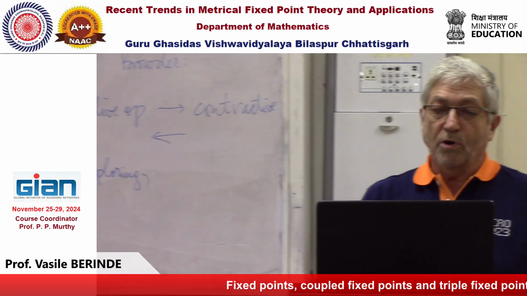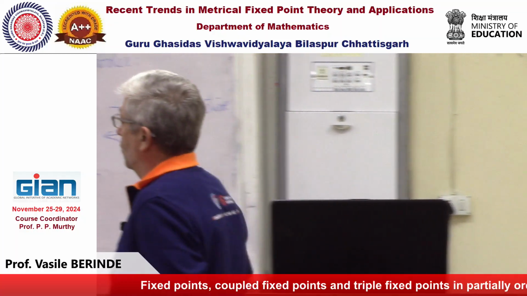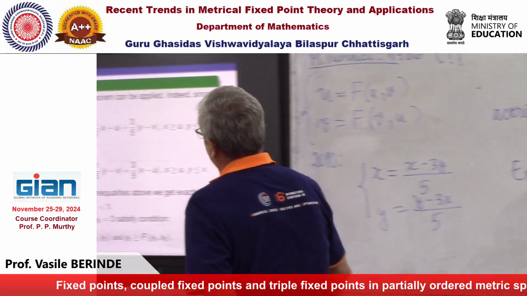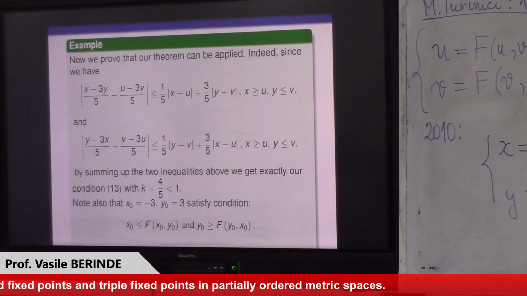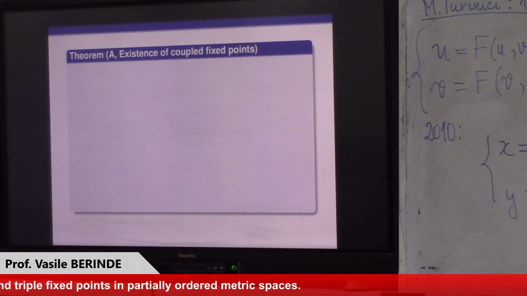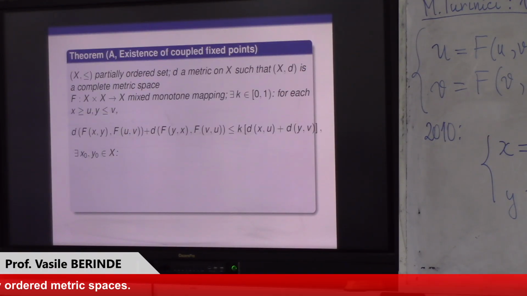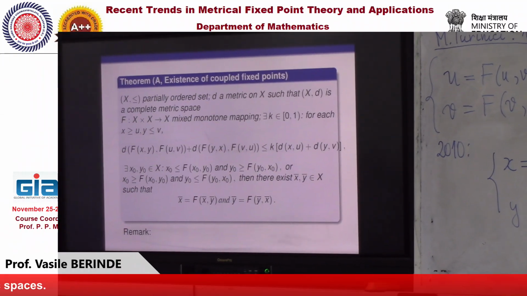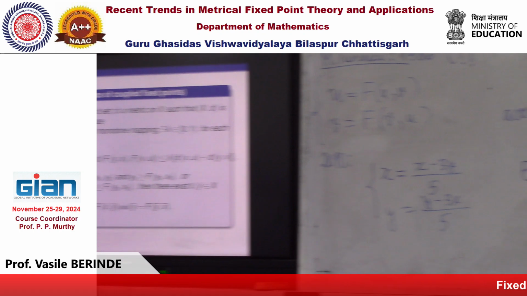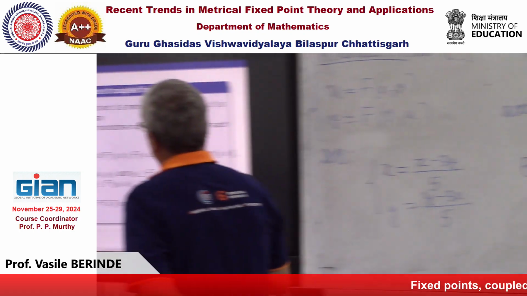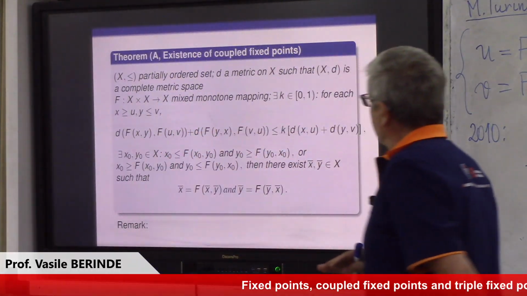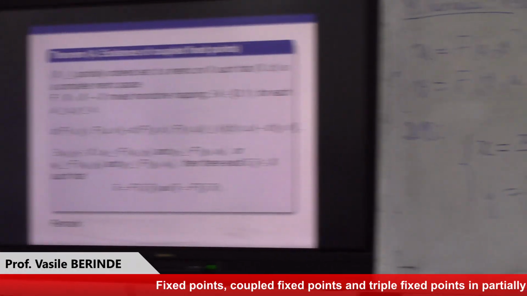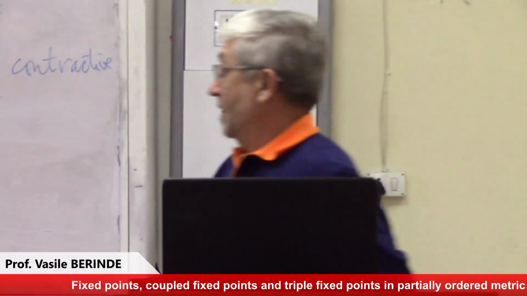a coupled fixed point, because we can find x0 and y0 in this way, -3 and 3, which fulfill this condition. So look, this is an improvement. This is an improvement for sure of this Bhaskar and Lakshmikantham result. And what is important to mention with regard to this new theorem? No continuity is assumed, and we get the same conclusion.